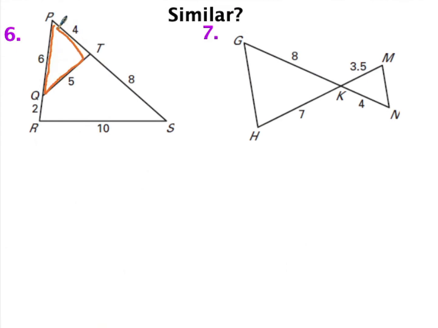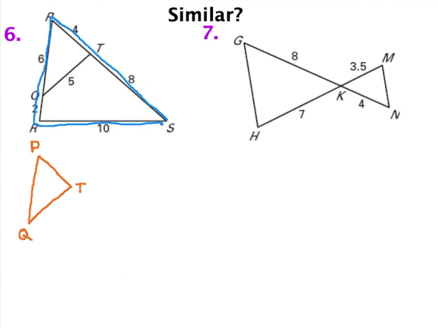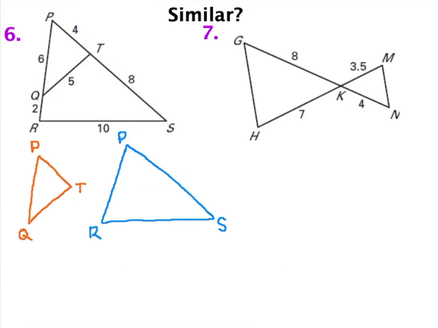Here's the first triangle. And the big one will be our second triangle. Unless you're feeling really advanced, I would definitely recommend to draw both of those out. This little one isn't so bad. This is just a 4, a 6, and a 5.